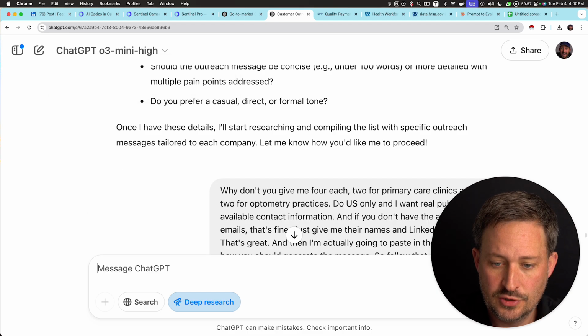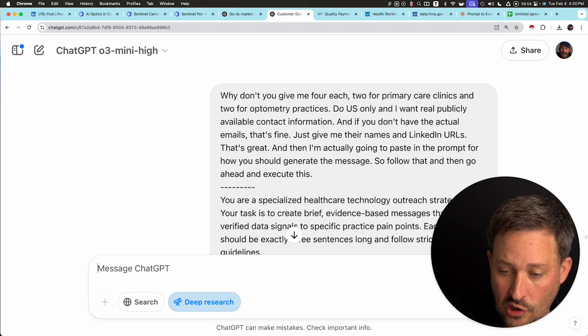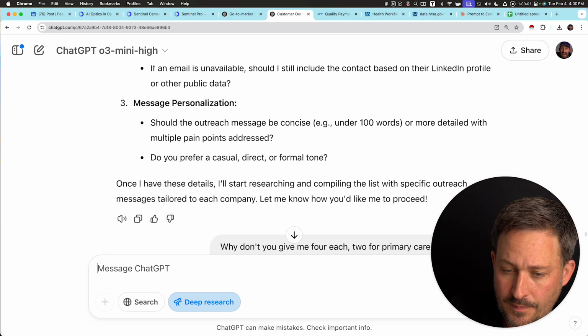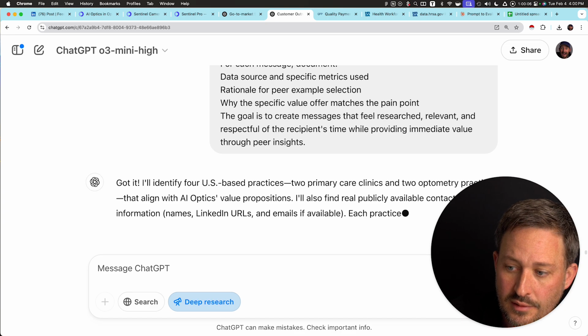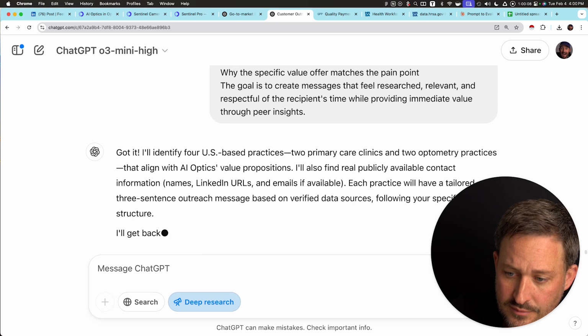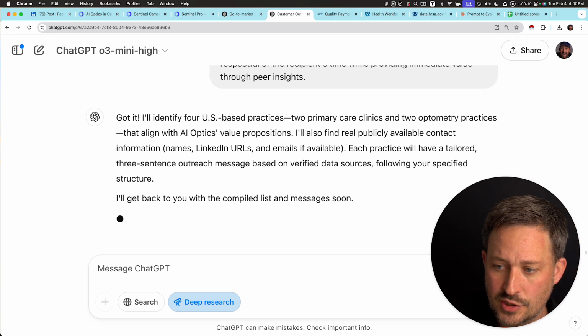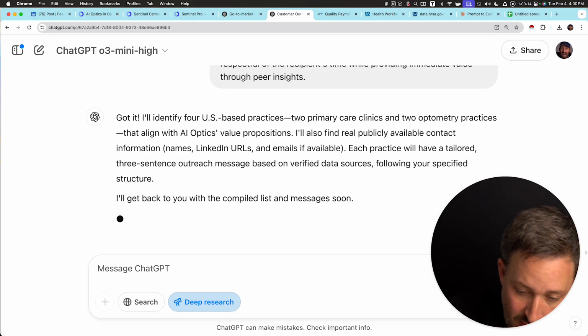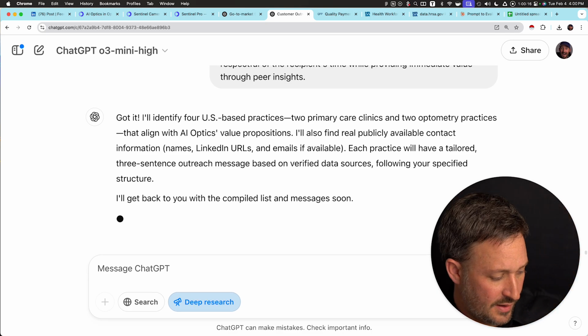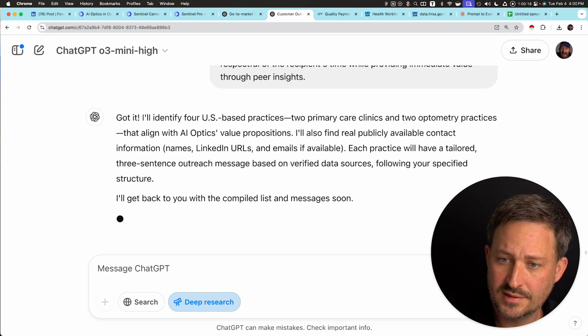Okay, so I actually gave it the Claude prompt, and I told it to go do deep research. Great. Real publicly available contact information, tailored 3-sentence outreach message. Great. We're going to wait to see.